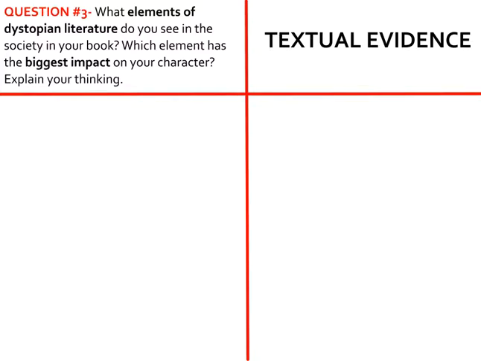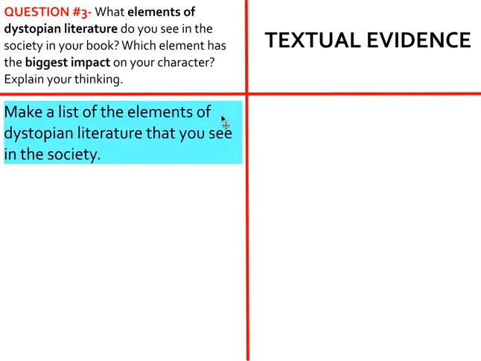Question 3. What elements of dystopian literature do you see in the society in your book? Which element has the biggest impact on your character? Explain your thinking. So I want you to start by making a list of the elements of dystopian literature that you see in the society in your book.